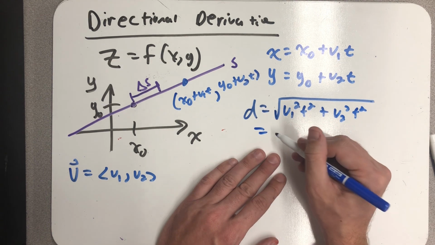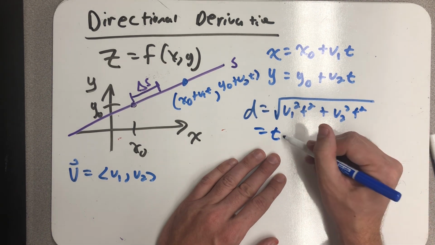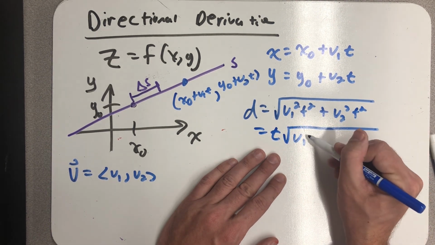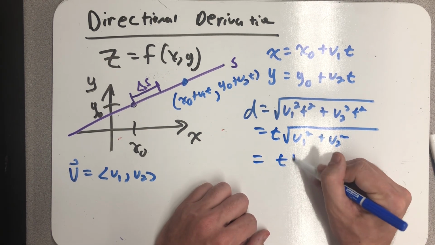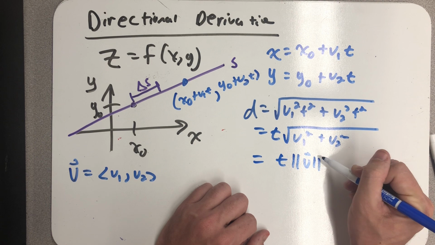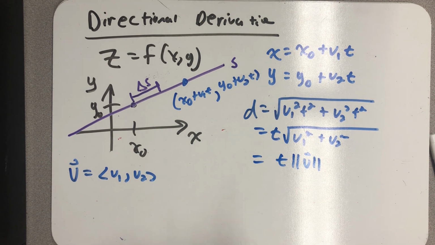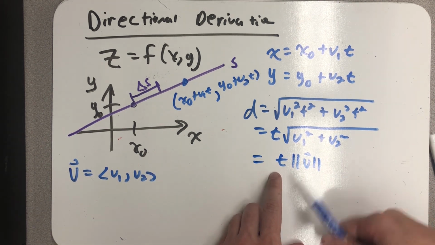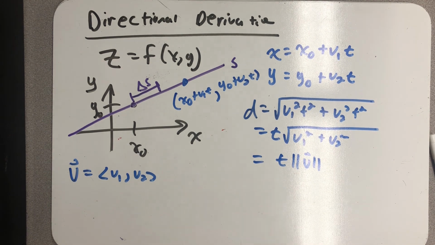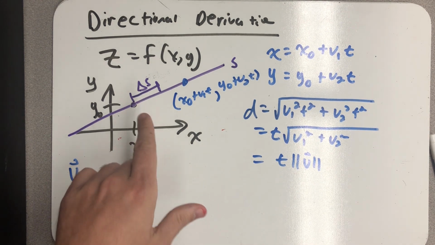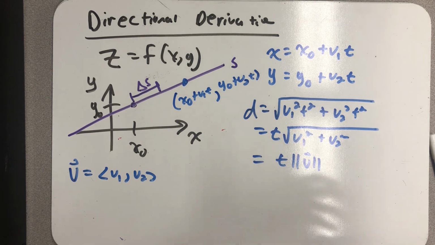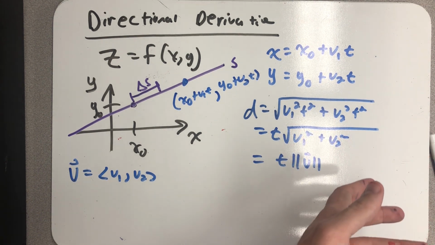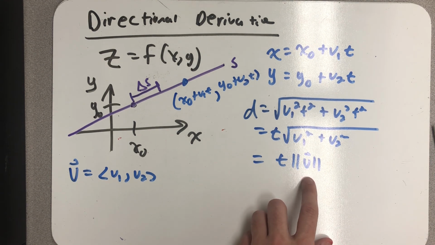I can factor out a t. That would leave me with the square root of v1 squared plus v2 squared, which is the magnitude of the vector v. Right, whatever value of t I plug in there, I've moved by this amount. So what I'm thinking is I want to be able to call that delta s. And I don't want it to depend on the length of the vector v. So I want to get rid of this.